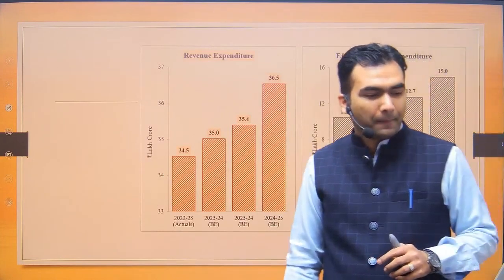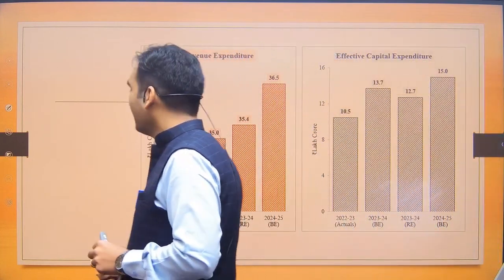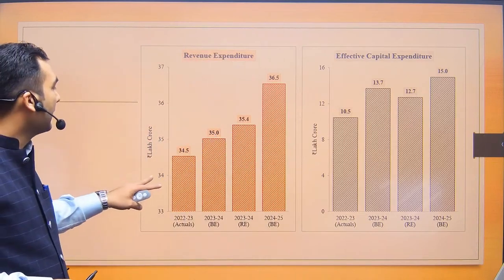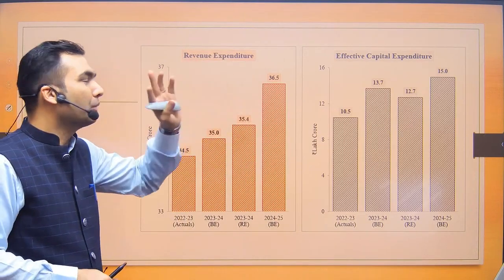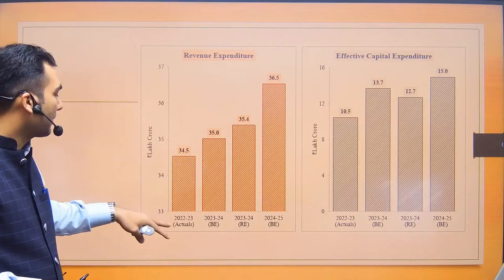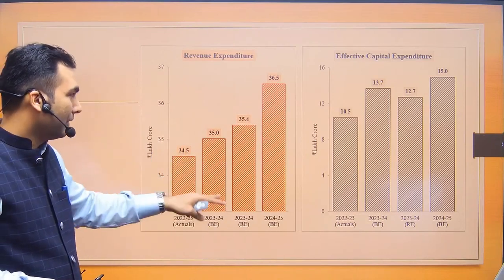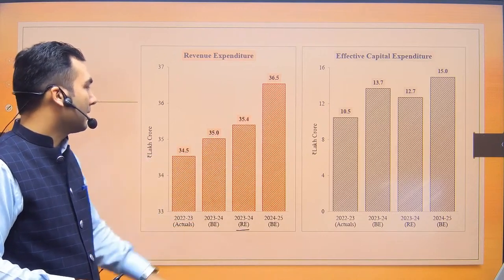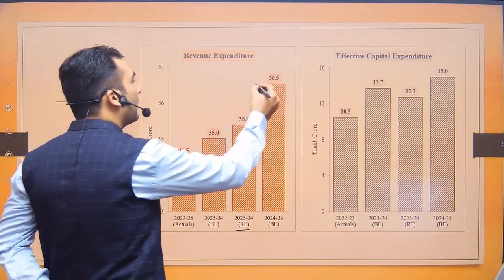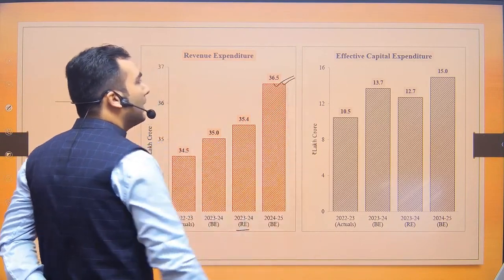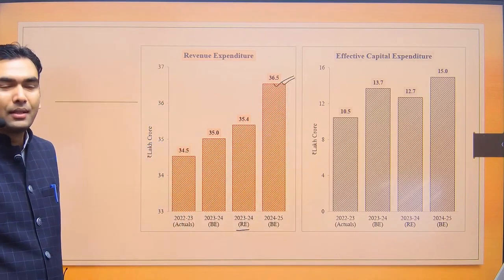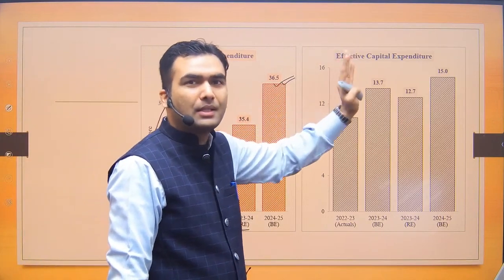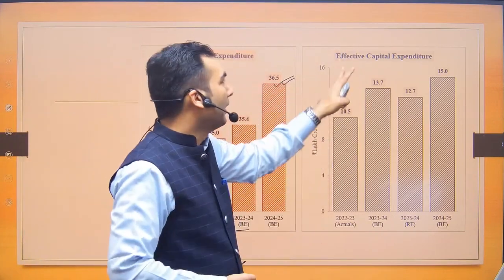Next aspect. This is the data that the government has presented, that the revenue expenditure of the government has continuously increased in absolute terms. Okay, actual expenditure, the budget estimate which was the estimate last year, a revised estimate, and this year's budget estimate. So the government is estimating that this year the revenue expenditure would be more. The government has also come up with this term. It's not a new term, but this year it has been highlighted.